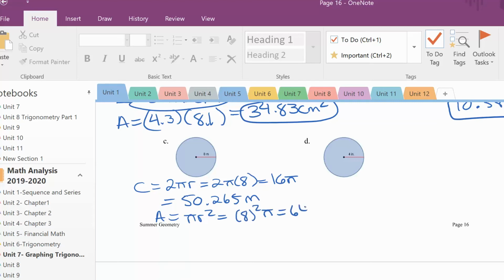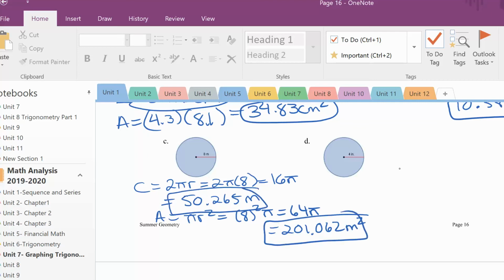Now for the area, remember it's pi r squared, so that means it's 8 squared times pi, which is 64 pi, and 64 times pi gives you 201.062 square meters. All right, so go ahead and try the next one with the circle.